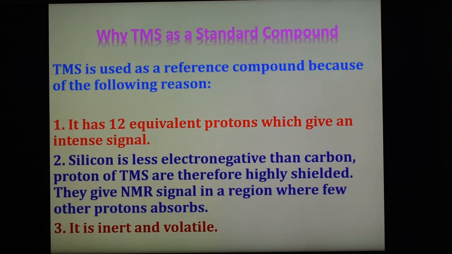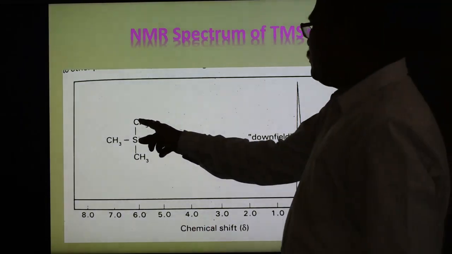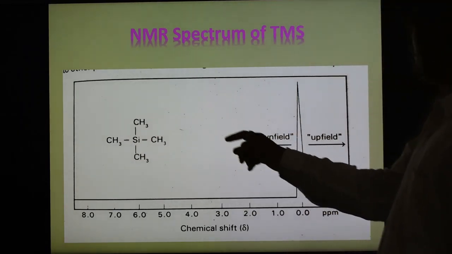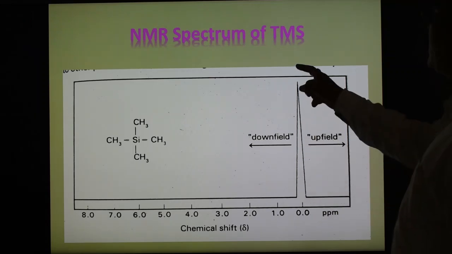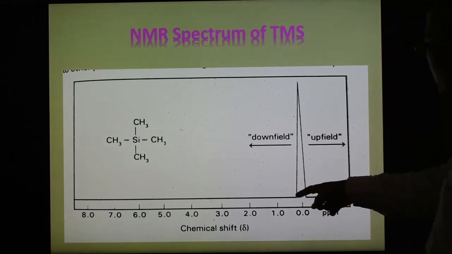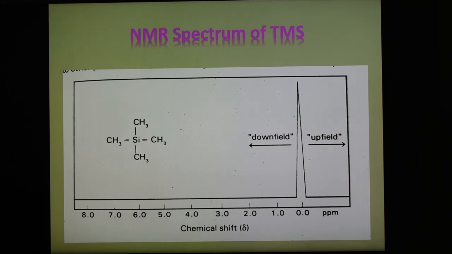The advantage of using TMS as a reference is that it gives a strong and sharp NMR signal. The next slide shows the NMR signal of TMS. This is the formula of TMS, tetramethylsilane, with four methyl groups. This is the intense signal because of the 12 equivalent protons, 3, 3, 3, 3. Therefore they give an intense signal at 0 ppm.